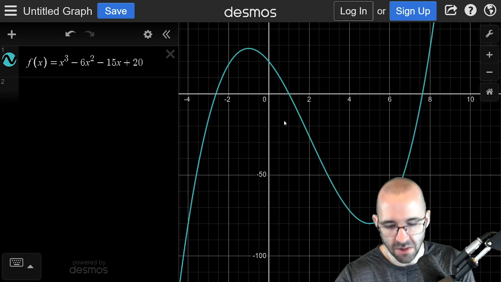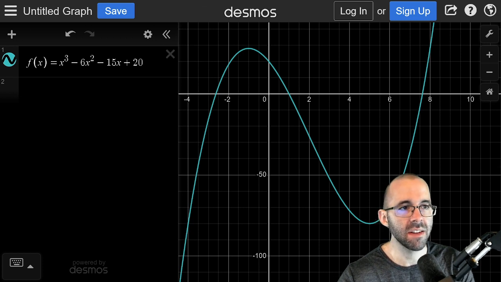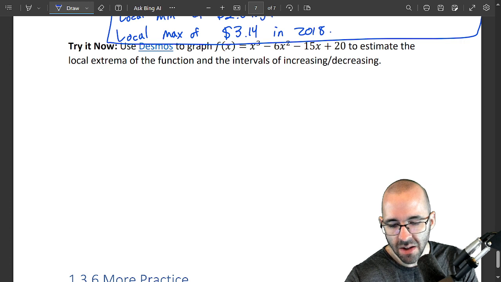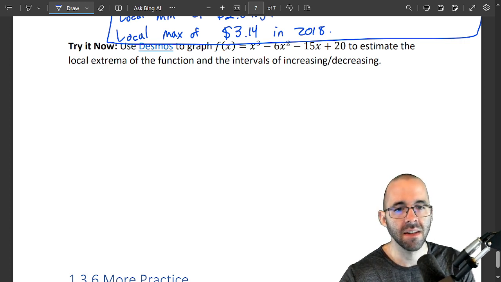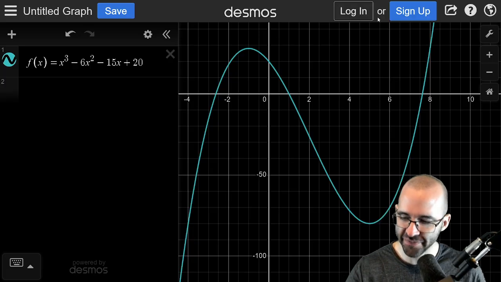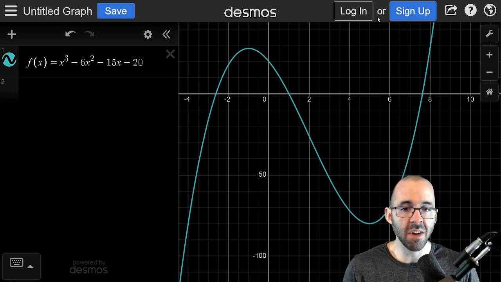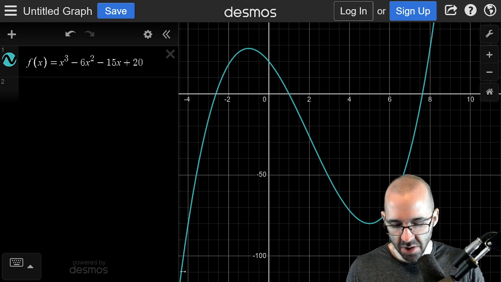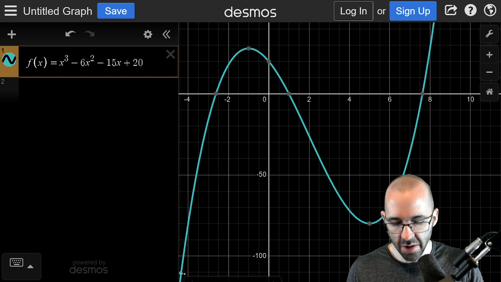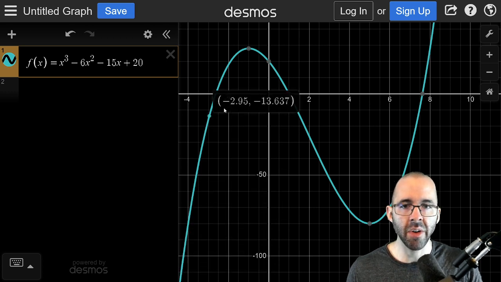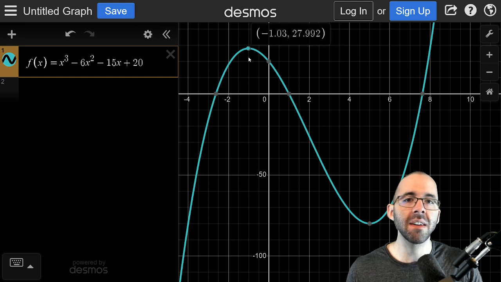Anyway, the question asks you to estimate the local extrema and the intervals of increasing and decreasing. So where is it increasing and decreasing? Remember, it's always from left to right. So you think you're all the way down here. As you're moving to the right, we're going up, we're going up, we're going up until we get to here.